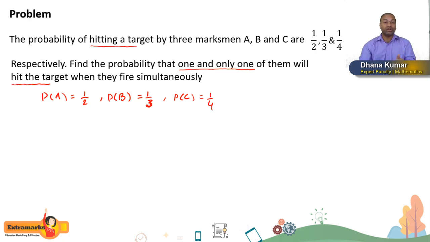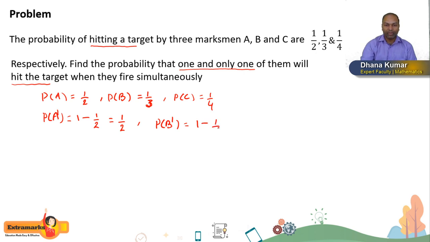A hits the target is given, but A misses that target, that is denoted by what? Complement. Okay, P of A complement. How to find P of A complement? The formula is 1 minus P of A, so that is equal to 1 minus 1 by 2, which is 1 by 2 only. Similarly, P of B complement is equal to 1 minus 1 by 3, that is 3 minus 1, 2, so 2 by 3. Next, P of C complement is equal to 1 minus 1 by 4, that is 4 minus 1, 3, so 3 by 4.